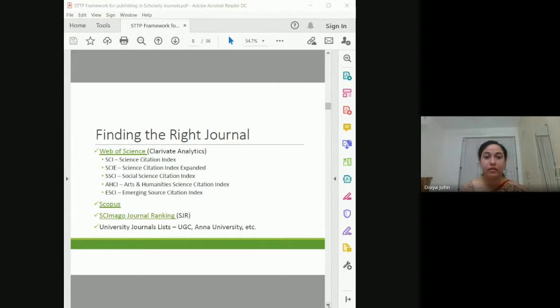Okay. Similarly, the SJR ranking is also a very authentic ranking where you get to know the impact factor of the journals. So three places where you can look for journals are the Web of Science, Scopus, and the SJR ranking of journals. 3 authentic places. Okay. Now, but what is more important to you is the list given by your university. UGC has a separate list, and Anna University or any university has a separate list too. So the first thing that a scholar has to do is go and research that particular journal list that is available to him or her.